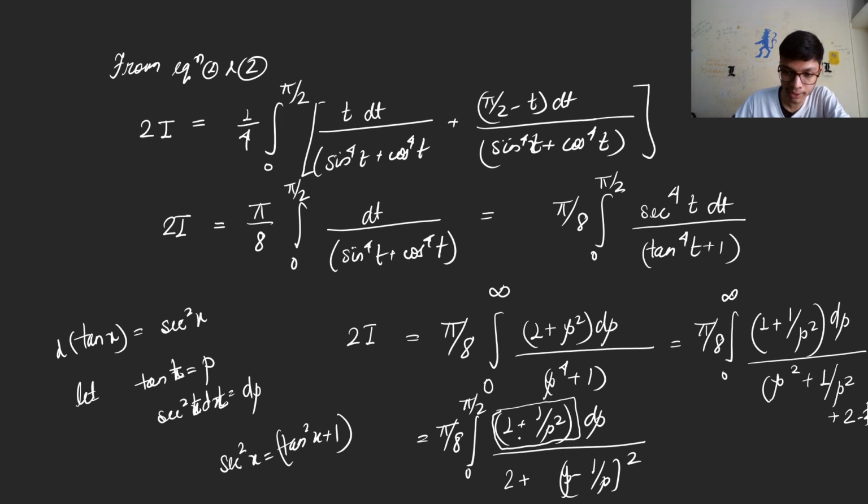but I didn't do so because I need to get to this particular term, that is 1 plus 1 by p square dp, as the above term. Again, if I denote this quantity as q, then this is the perfect differential dq.